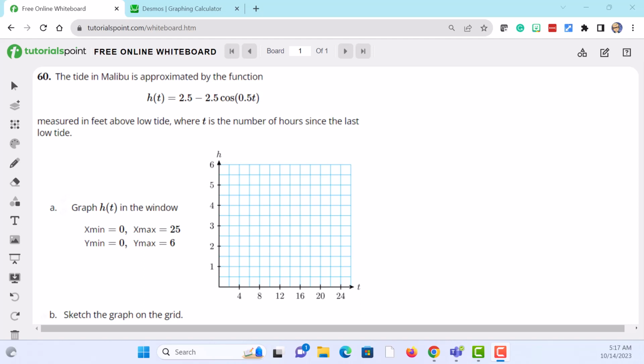The first thing we're asked to do is to graph h of t in the window from x minimum equals 0 to x maximum equals 25, and from y minimum equals 0 to y maximum equals 6. To do that, we're going to utilize the Desmos graphing calculator.